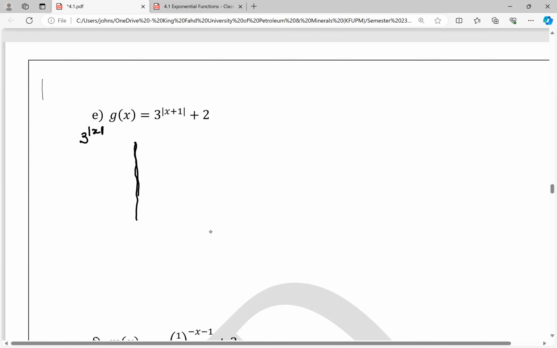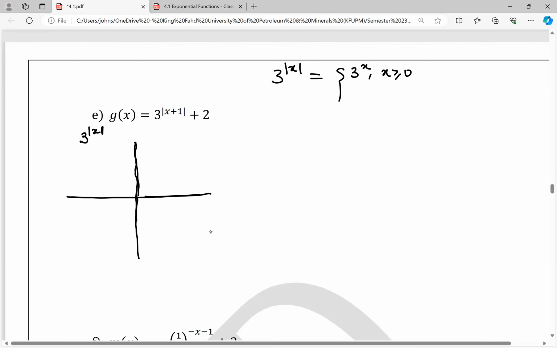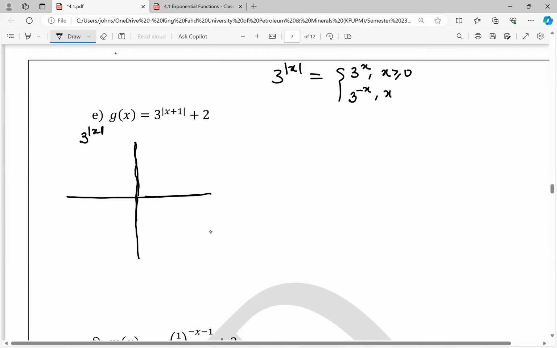Okay, this one means what? I think we need to draw this one as well, because the one we drew in the last example is 1 over 3. So let's start with 3 to the power absolute value of x, just like we did before. This is just 3^x when x is greater than or equal to 0, and 3^(-x) if x is less than 0.